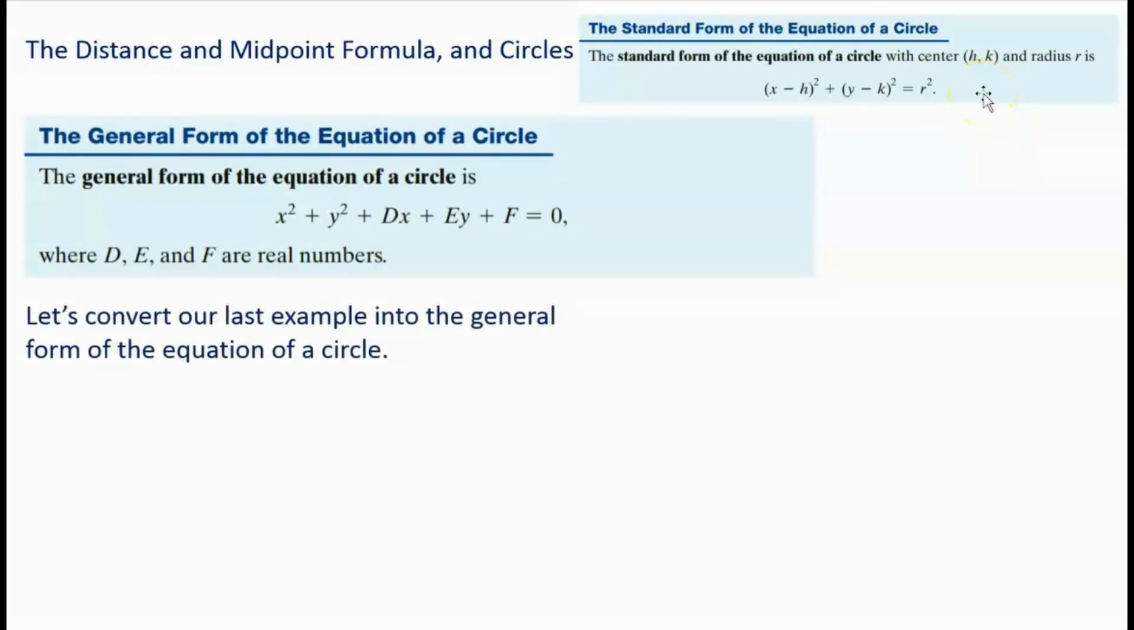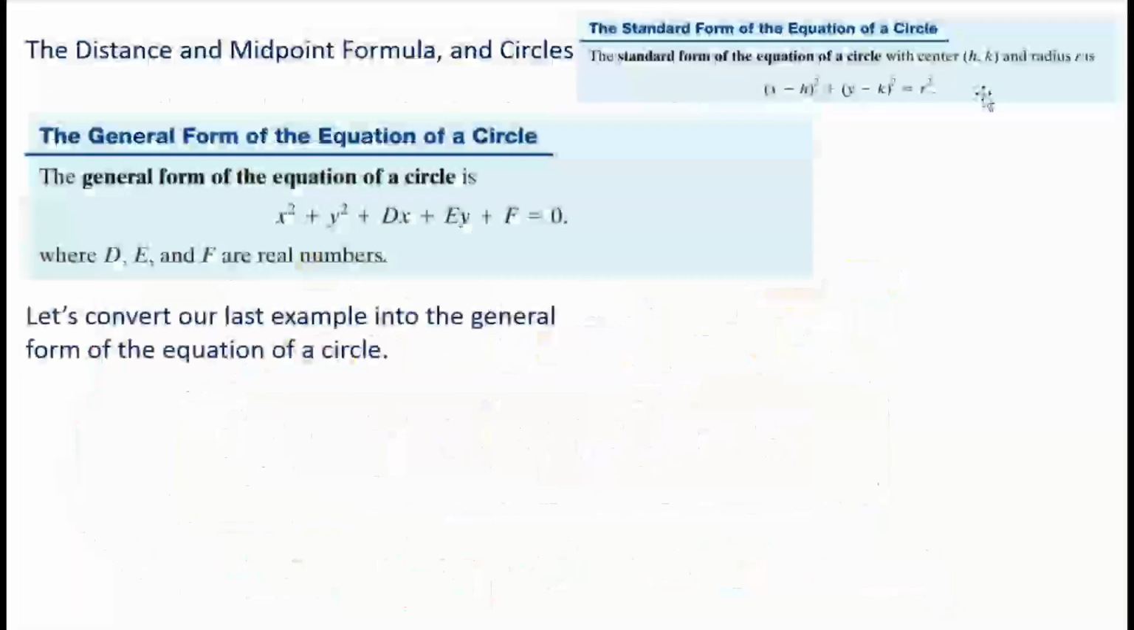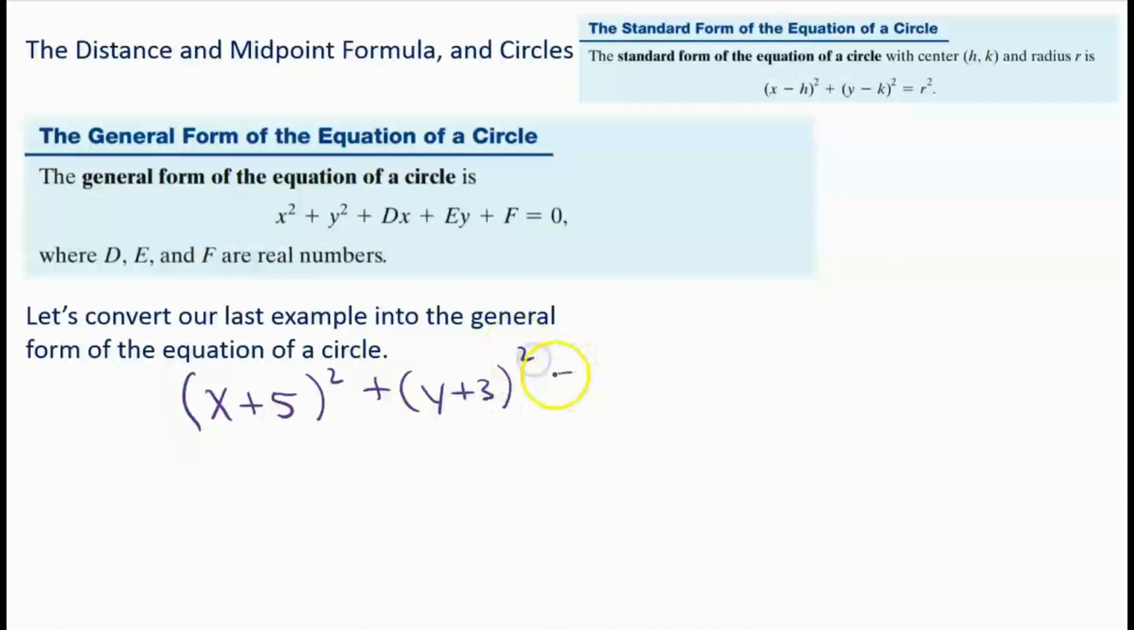Let's do that for our last problem, right? So let's go back to our answer for the last problem that we did. Right there, x plus 5 squared plus y plus 3 squared is equal to 5. Remember, that was our answer. And let's write that down and see if we can't get it in this general form, okay? So I have x plus 5 squared plus y plus 3 squared equals 5.